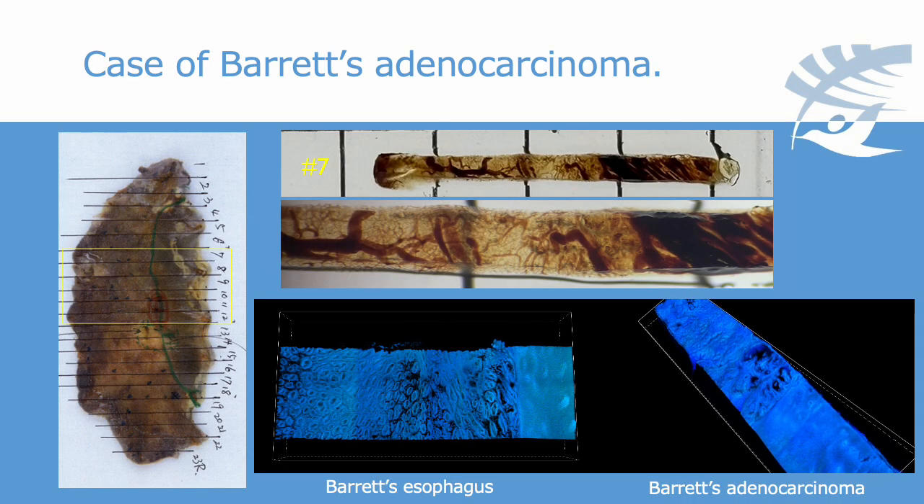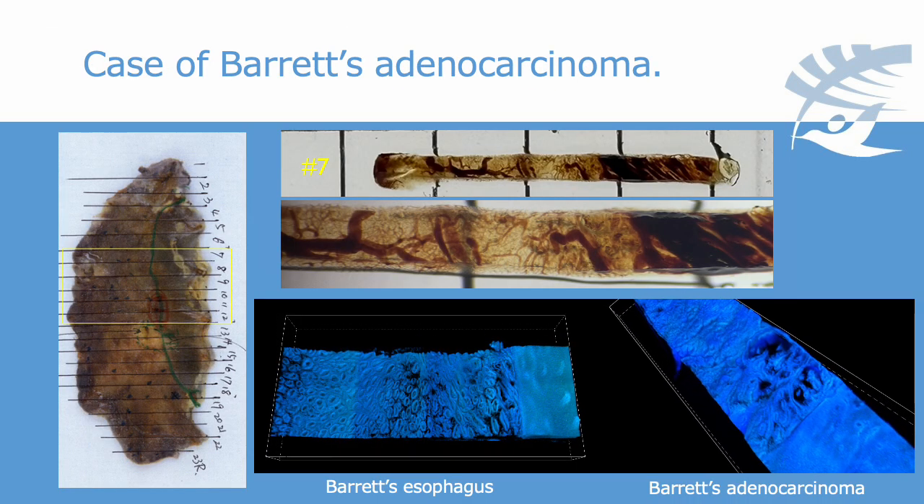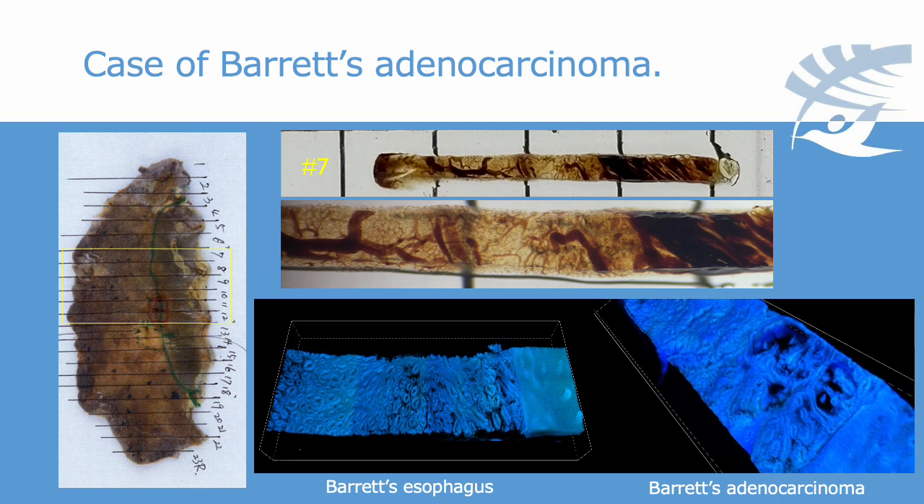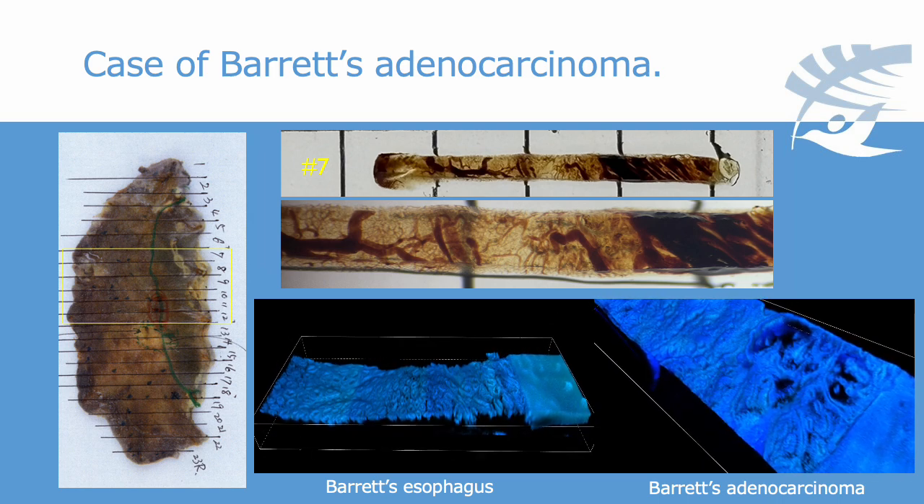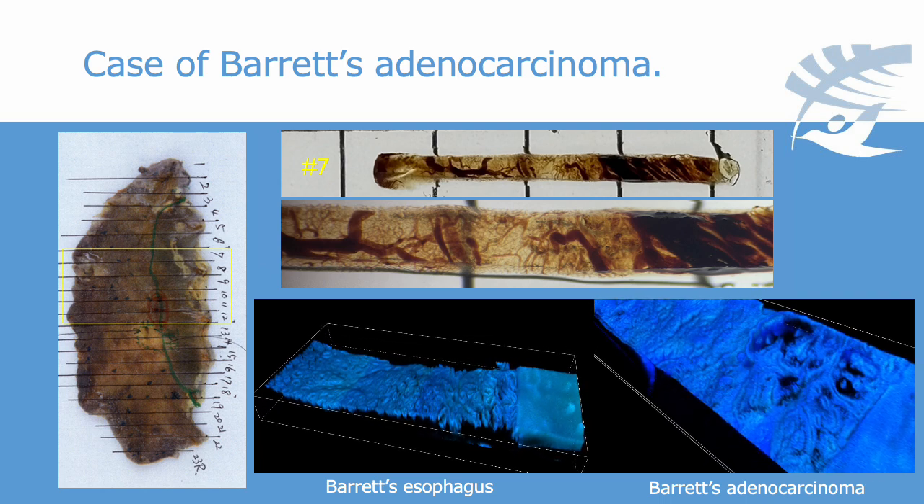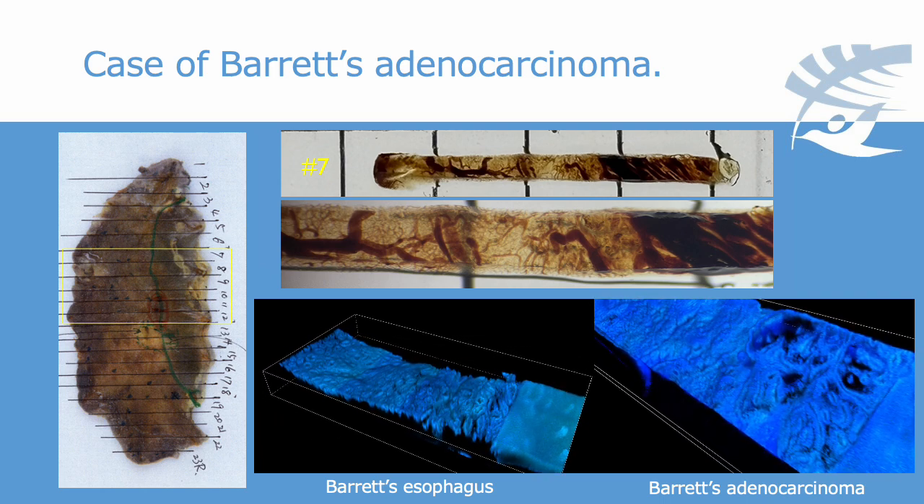This is an image of a small Barrett's adenocarcinoma in the esophagogastric junction. And you can already see the improvement in the visibility of the blood vessels after processing with LUCID.